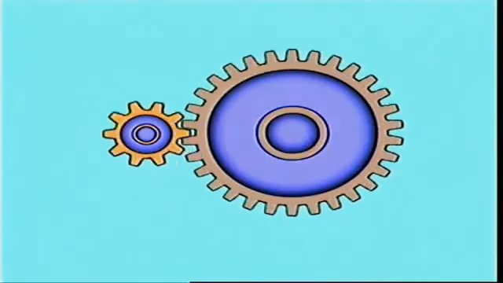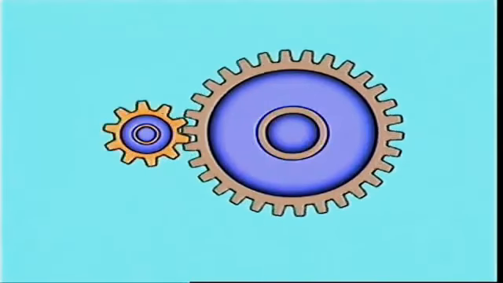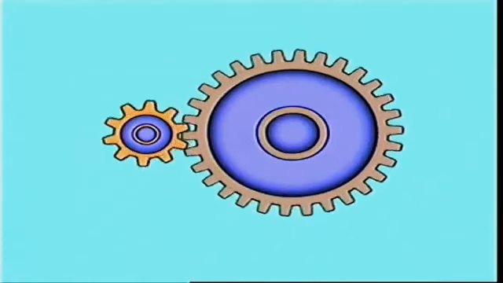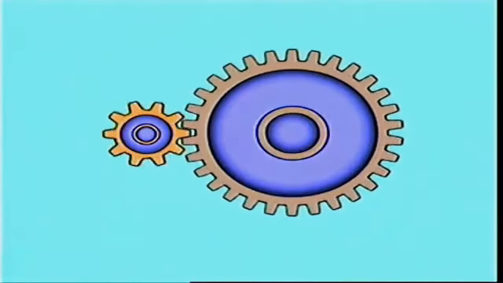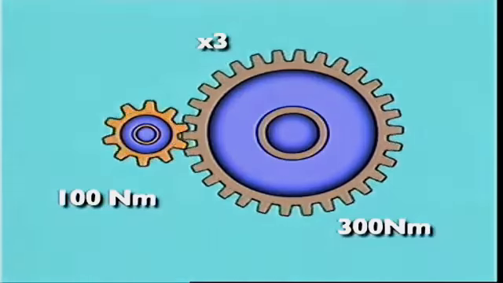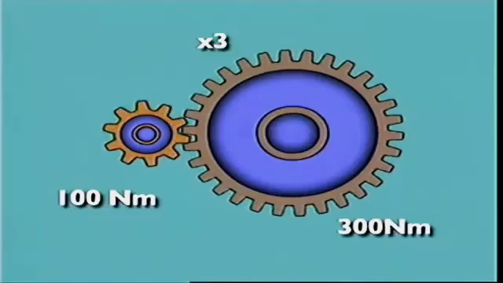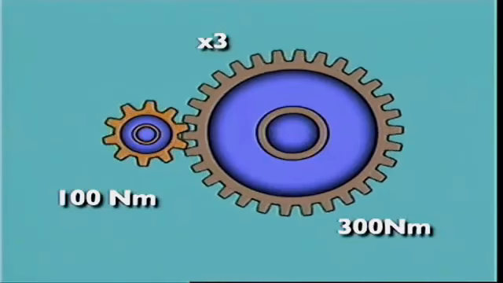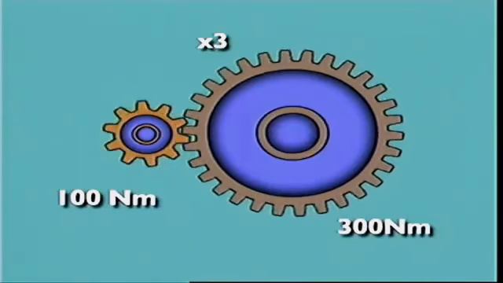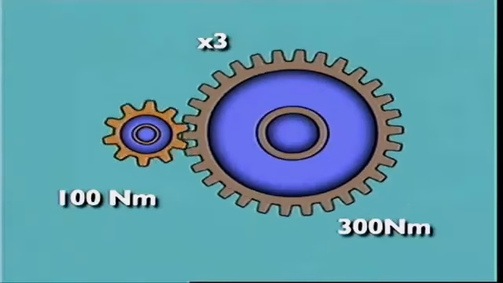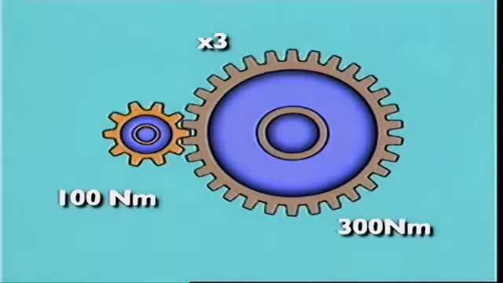Lower speed produces higher torque, so torque at the output is higher. For this gear ratio of 3 to 1, if input torque is 100 Newton meters, then output torque is 3 times that, 300 Newton meters.